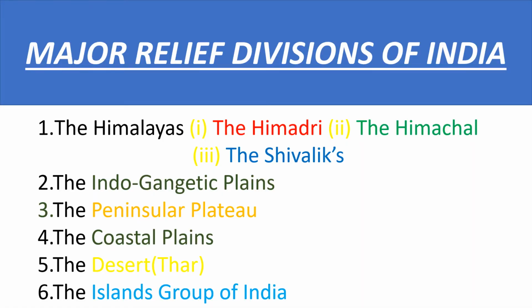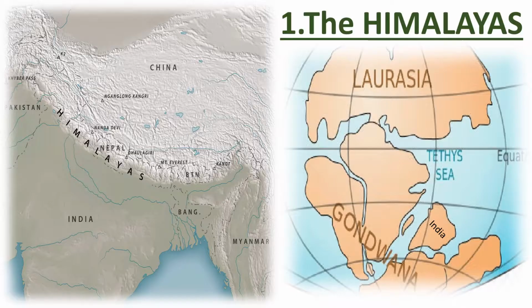The major relief divisions are categorized into six: the Himalayas, the Indo-Gangetic Plains, the Peninsular Plateau, the coastal plains, the desert, and the island groups of India. The Himalayas comprise three parallel ranges with deep valleys and extensive plateaus. The first one is the Himadri, the second one the Himachal, and the third one the Shivaliks.